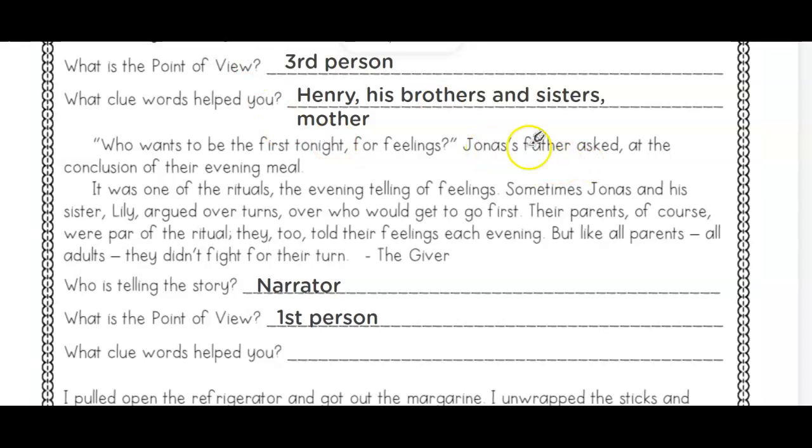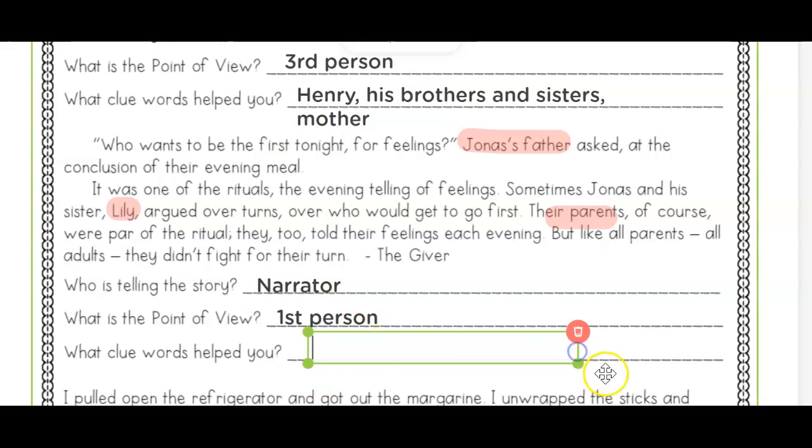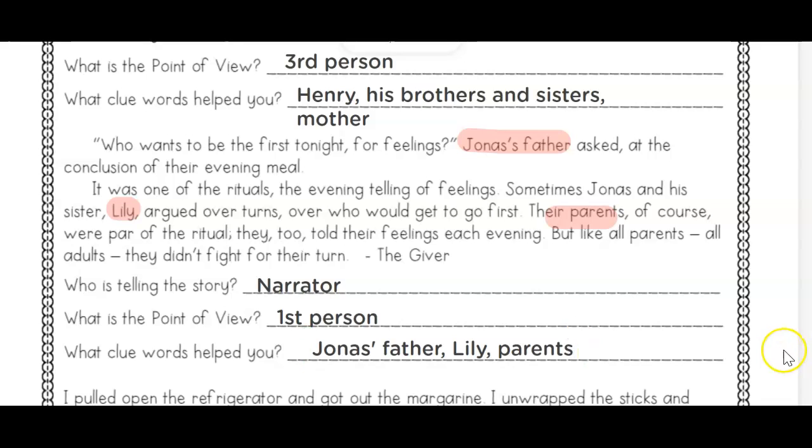I'm actually going to go back and find those clue words. Jonas's father, when they're talking about characters. Their parents. So these are some clue words that told me that it was from the narrator's point of view. Pause the video and make sure you have all of this written out.